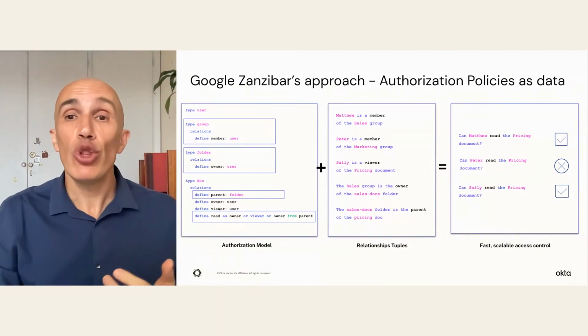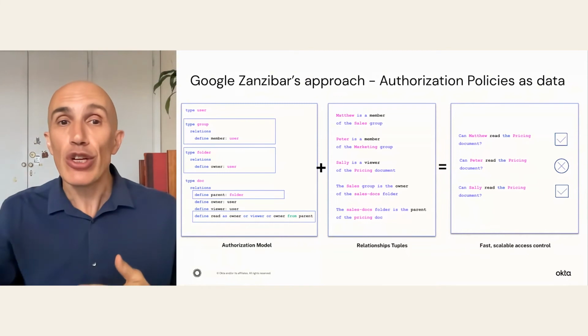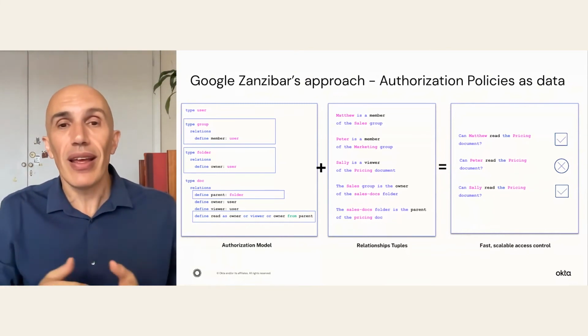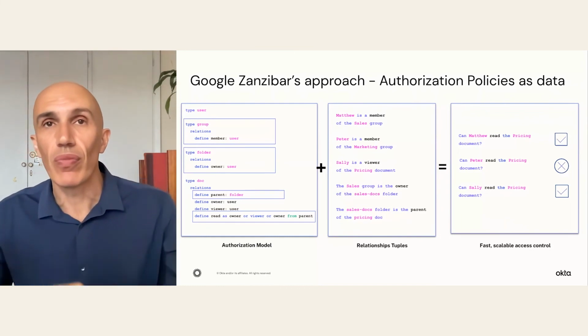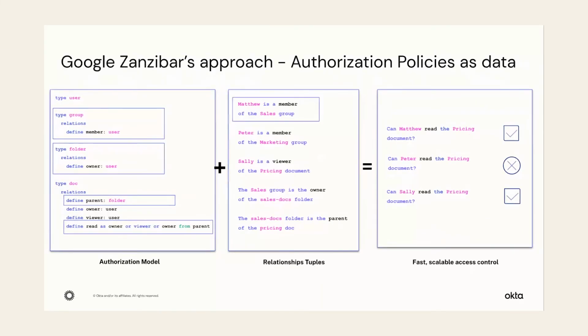Note that the model is very specific to our app, right? So we have a model for a document-based application. In addition to the model, you need to provide data in terms of the relationship tuples, which are in the form of a subject has a relationship with an object. We define that Matthew is a member of the sales group, that Sally is a viewer on the pricing document, and that the sales doc folder is the parent of the pricing doc.